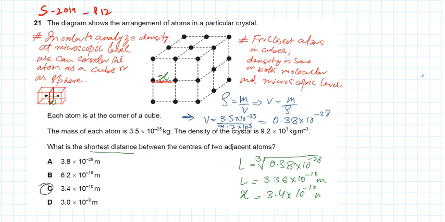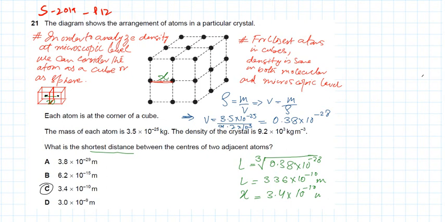We can assume the atom as a cube or as a sphere. If we consider the atom as a cube, this x is the length between the centers, which is the shortest distance. This is the question which is asked. The next point we should consider is the closest arrangement of atoms in a cube. The density will remain the same at both the molecular level and the microscopic level. Whatever density the crystal has, if the arrangement is closest, the density of the crystal is the same as the density of the atom.